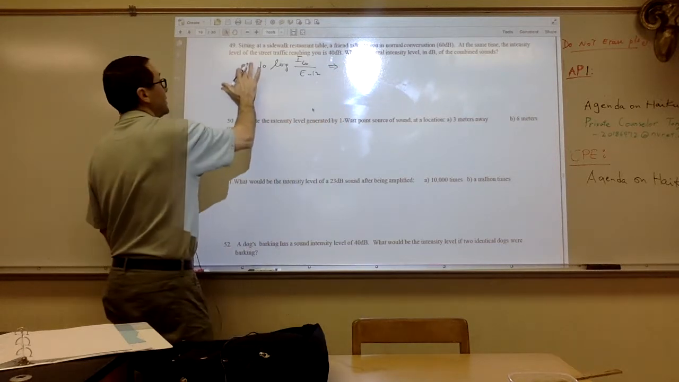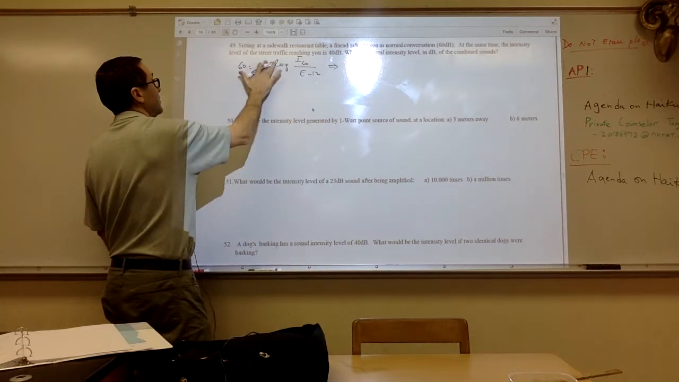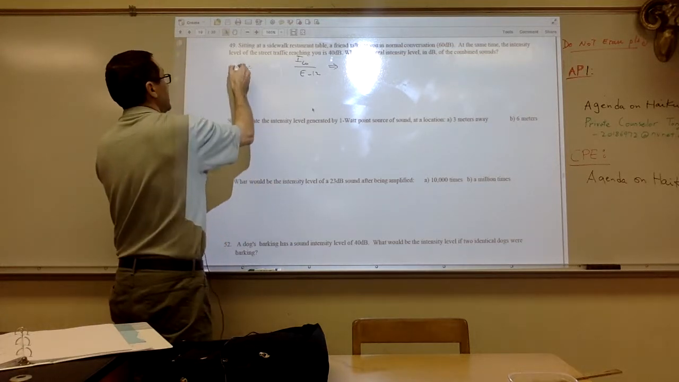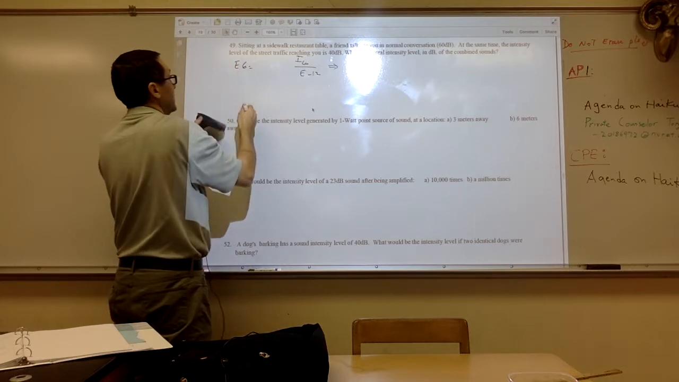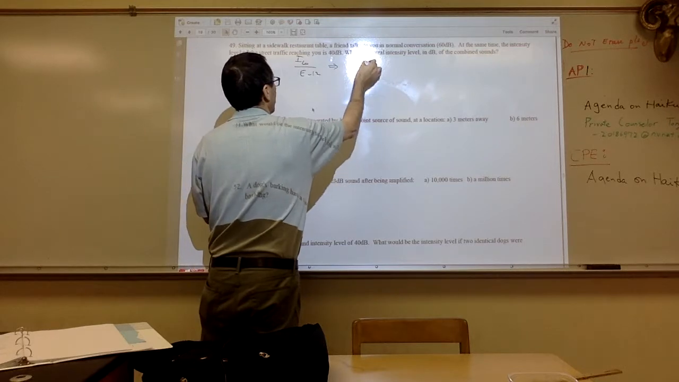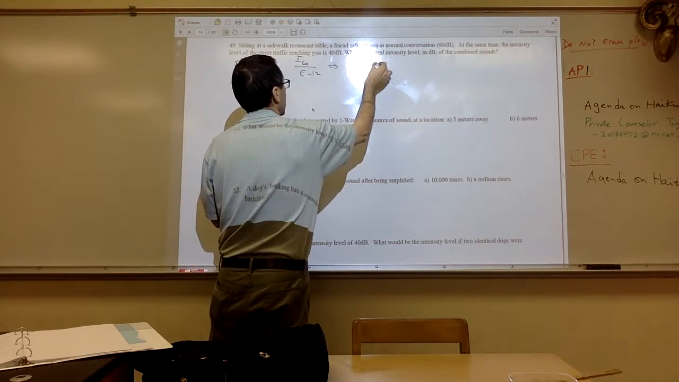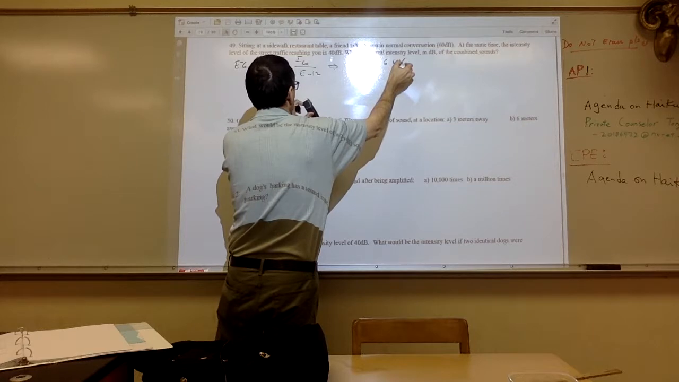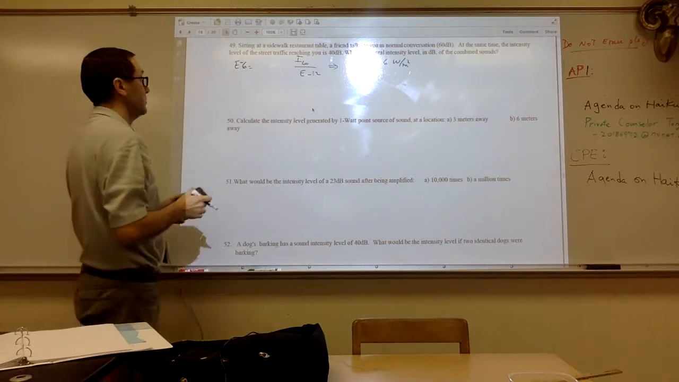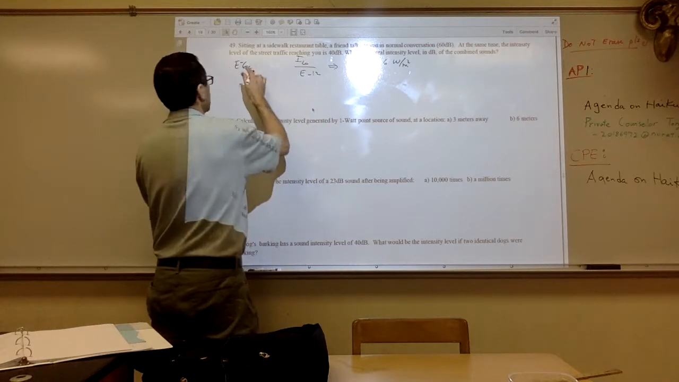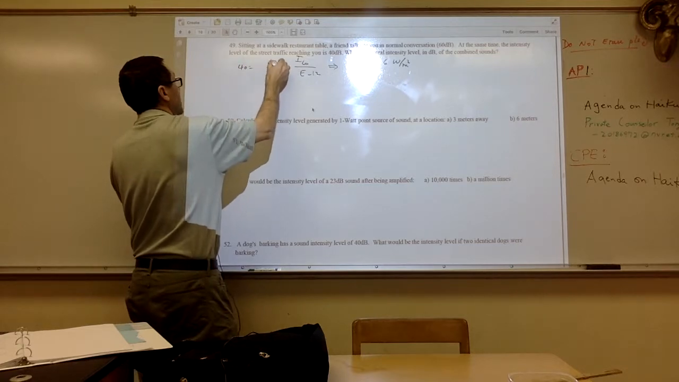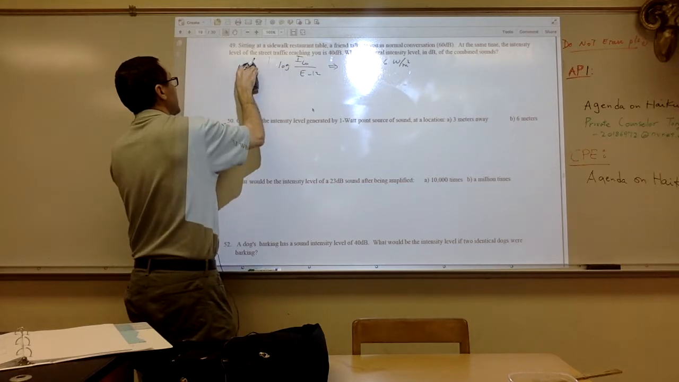If I do the math here, this is going to be 60. If I divide by 10, this is going to be 6. If I get rid of the log, this is going to be 10 to the 6th power. And if I multiply it here, it becomes 10 to the negative 6th power. So I is equal to 10 to the negative 6 watts per square meter. I can do the same thing with the 40 and the I. So instead of 60, you will have 40 here. You'll have 10 log, so this becomes a 4.